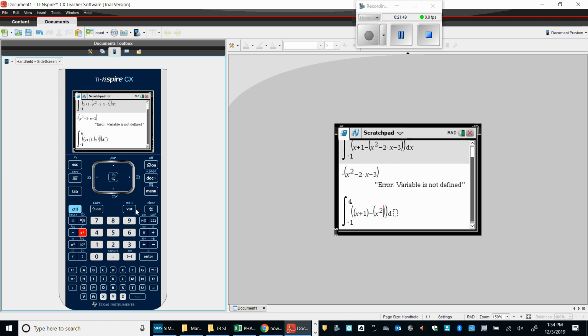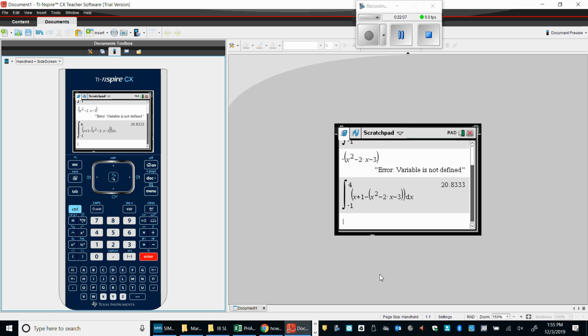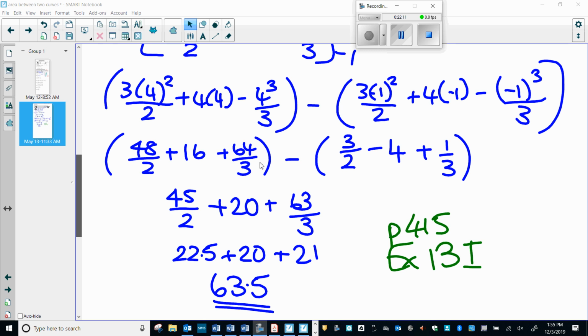Minus 3. I got 20.8. What did you get? We got minus 0. Oh, we must have done something wrong in our calculations. I got 20.83. How did everybody get there? What happened? This should have been minus. I put minus. Defo put minus. Yeah, me too. Look, I corrected it. Should have been minus all the way down.